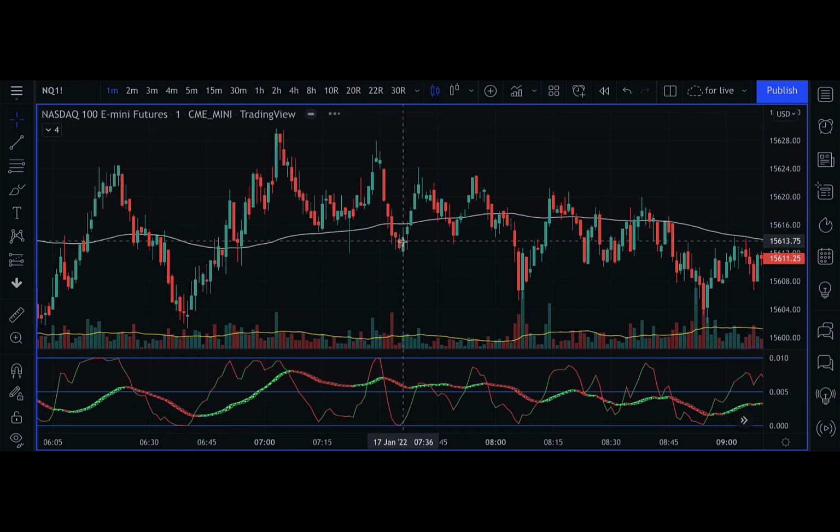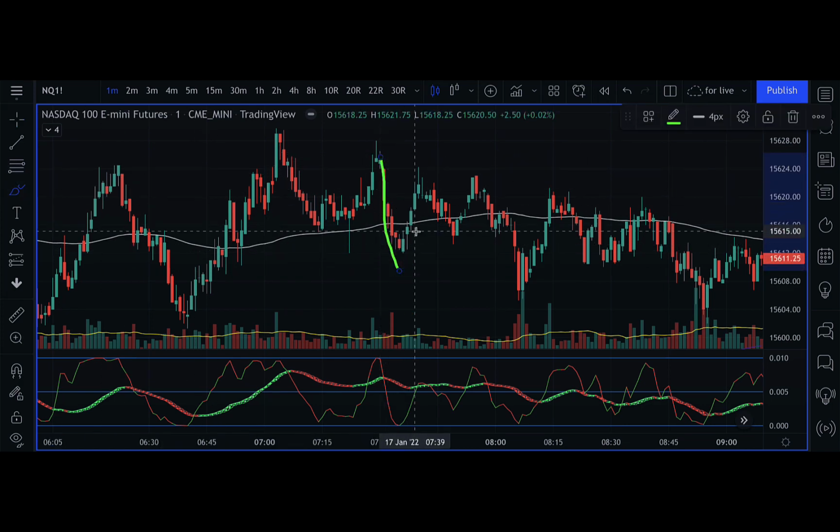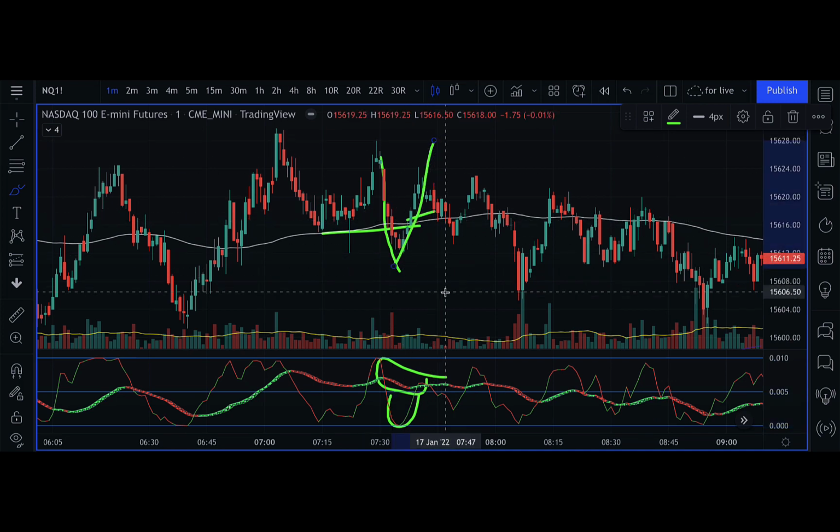So here's a good one here. Price comes down right below my moving average. These candles again are in the bulls territory. It comes down and back up. Your limit orders here, and up you go. So very, very nice trade.